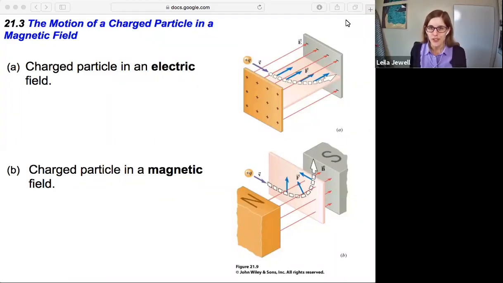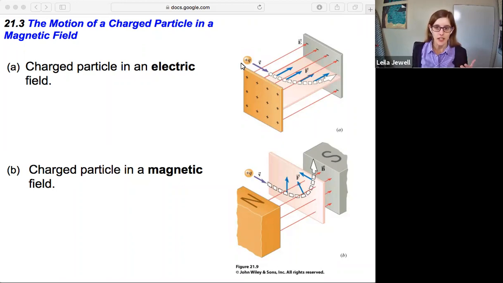Section 21.3, the motion of a charged particle in a magnetic field. First, let's recall what we saw for a charged particle in an electric field. If we had two plates with opposite charges, one positive, one negative, that sets up an electric field that points from the positive toward the negative.